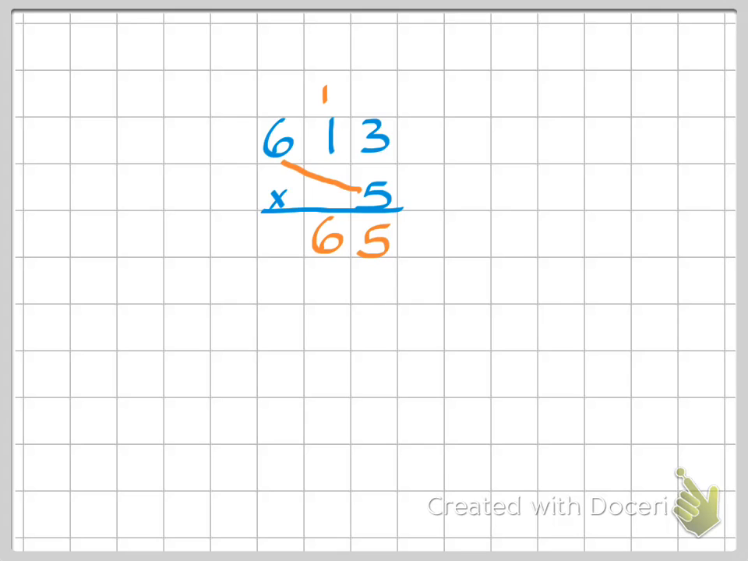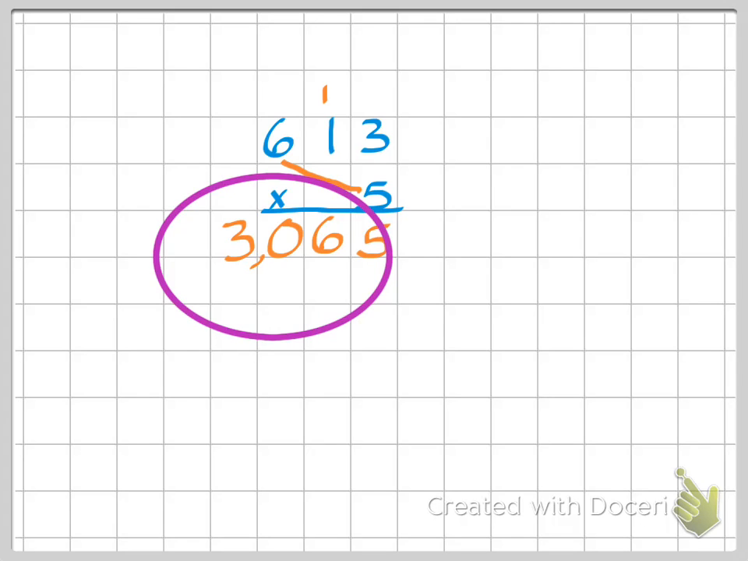And the third thing you do is you keep moving to the left. And so 5 times 6 is 30. Making 613 times 5, 3,065. Good job if you got it correct. If you got it wrong, that's okay. Just go back and see where you made the mistake.